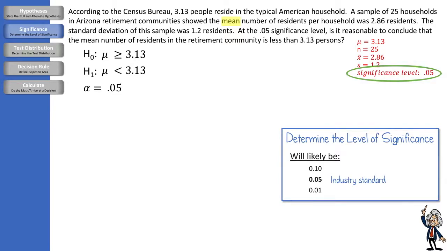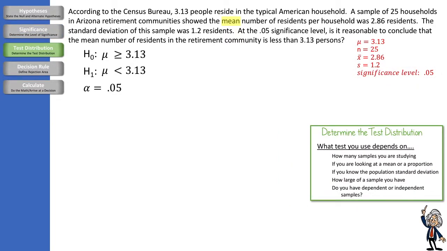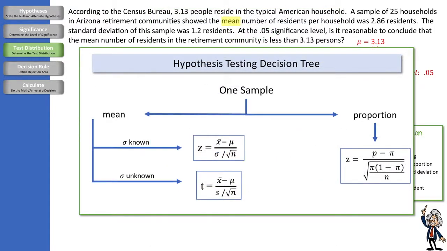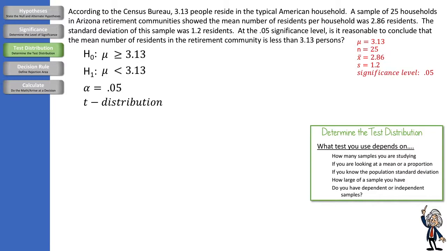Now for the hardest part. Determining the test distribution. I'm going to pull up a decision tree that I've used before so you can see how I do this. Now you can make your own decision tree based on what tests that you need to be considering. I know I'm dealing with one sample, just the Arizona retirement community. So let's zoom in on that section. I know from the problem that we're working with the mean, so we go to this side. And finally, the problem told me the sample standard deviation, which means that the population standard deviation, sigma, is unknown. And here we have our formula from the t-distribution. So we can now add that to our working problem here.